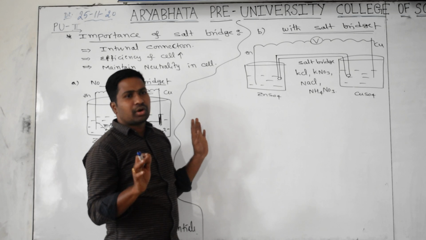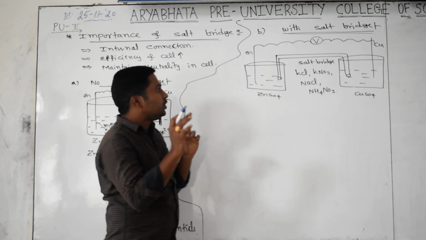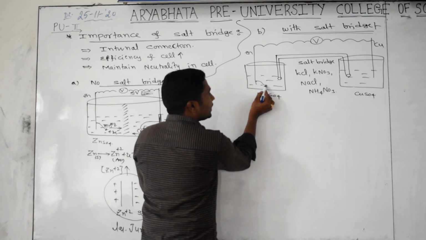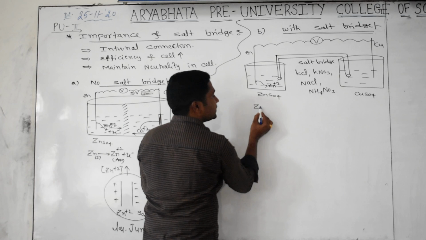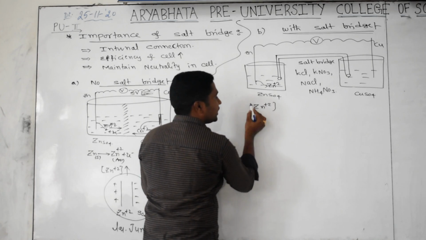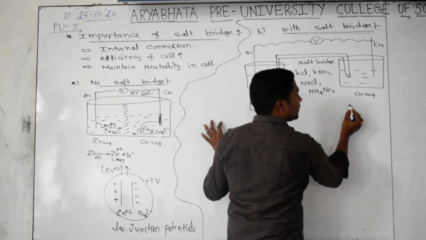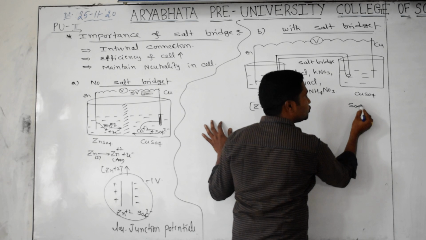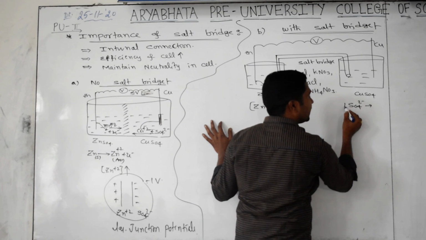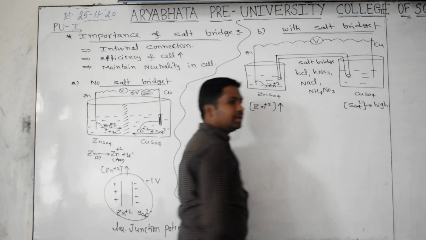Because of this, what happens? The power coming from the cell will be increasing. How? You know very well, here the Zn2+ concentration will keep on increasing. I am writing that. Zn2+ concentration keeps increasing, but here the Cu2+ concentration will be decreasing. Indirectly, the SO4 2- concentration will be high.